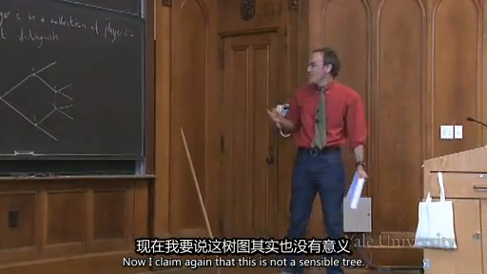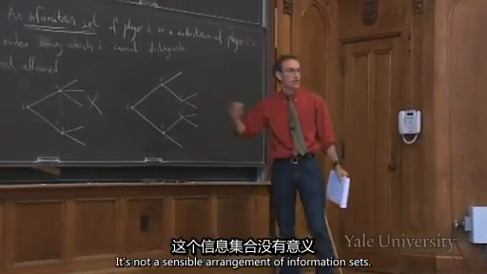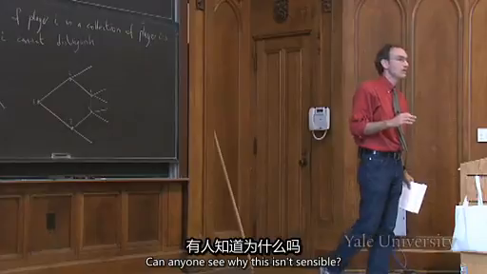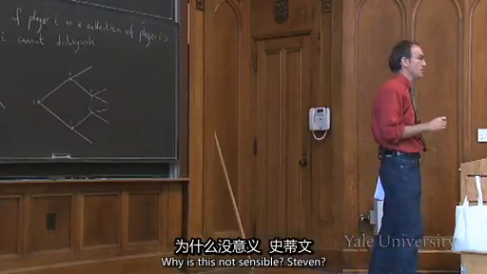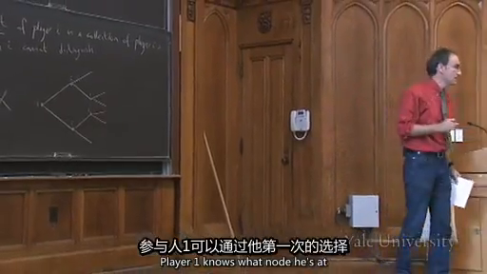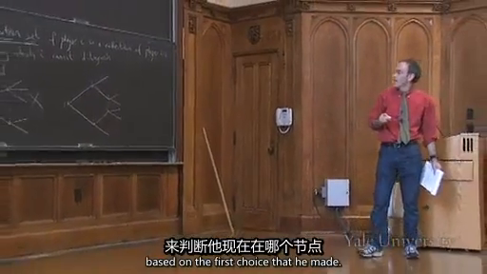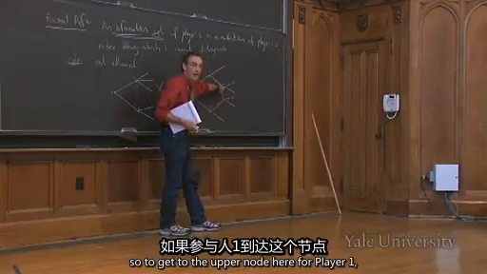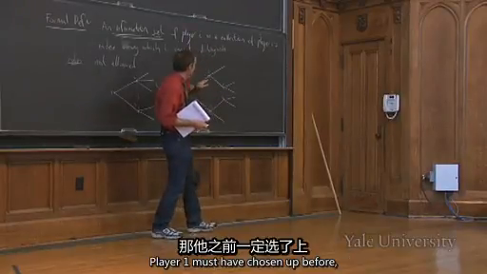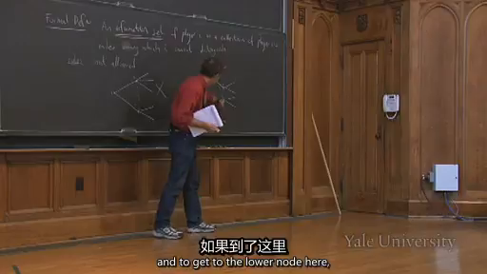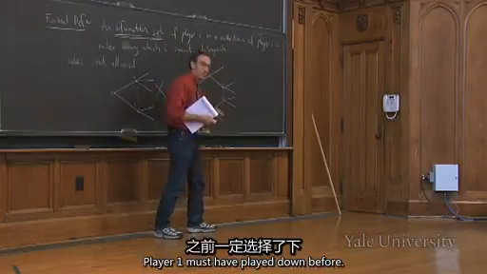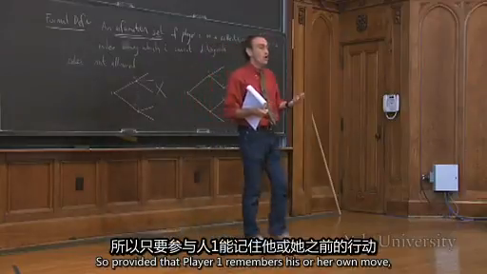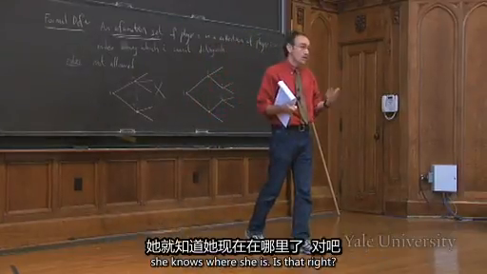Now I claim again that this is not a sensible tree. It's not a sensible arrangement of information sets. Can anyone see why this isn't sensible? Why is this not sensible? Yeah, Stephen, shout it out. Player 1 knows what node he's at based on the first choice that he made? Exactly. So to get to the upper node here, player 1 must have chosen up before. And to get to the lower node here, player 1 must have played down before.